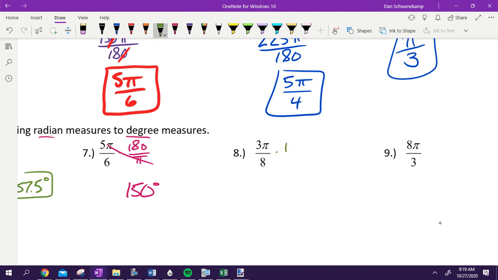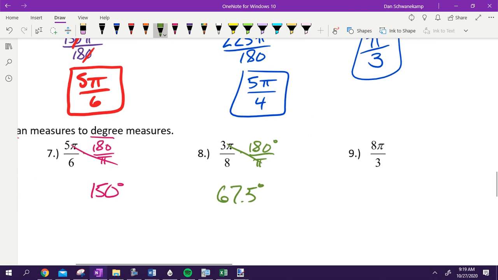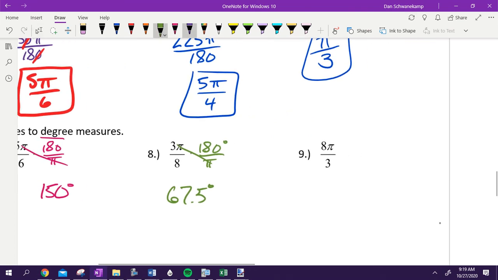Next one, McCain, what'd you multiply by? Still 180 over pi, because I'm still getting rid of pi, and I still want it to be in degrees. What answer did you get? 67.5 degrees. And then, Kendall, what'd you do on 9? 180 over pi. We want to get rid of the pi's and get degrees in our answer. What'd you get for your final answer?